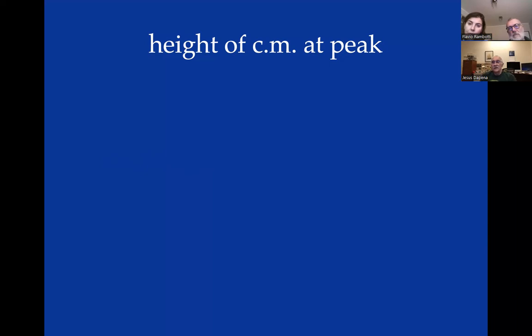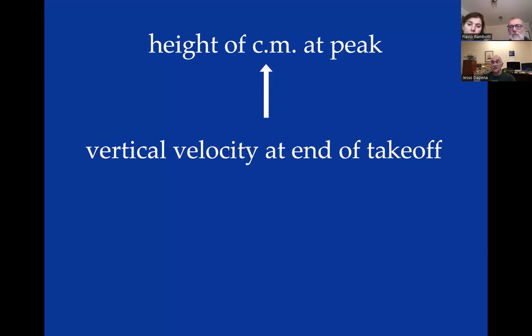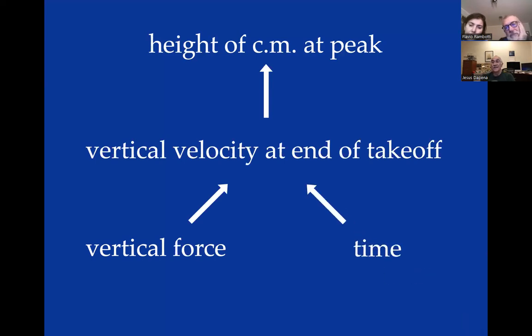The center of mass is a point that defines the average location of all parts of the body. And the height of the center of mass at the peak is determined by the vertical velocity at the end of the takeoff. In turn, this is determined by 2 factors. One is the vertical force that the athlete receives from the ground, and also the time during which he or she receives this force.